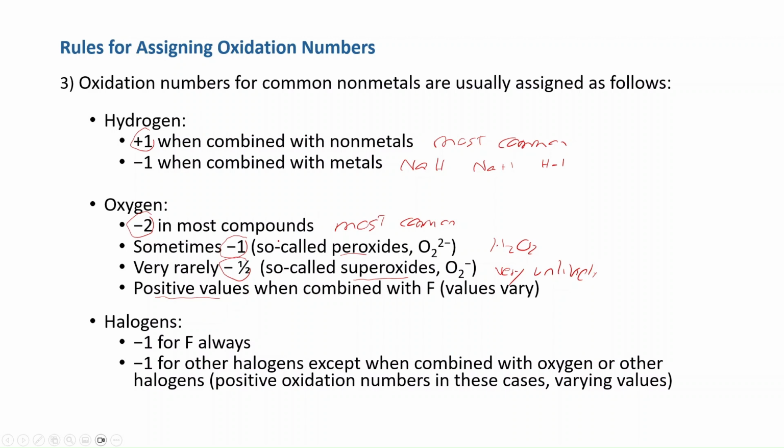Halogens, well, fluorine is nice, minus 1. But when you get to the others, when they combine with oxygen, something different happens, because oxygen becomes positive. With halogens, they're going to have variable numbers, and you're going to have to determine them when they're combined with oxygen, and we're going to see how you determine that. Don't worry about it.